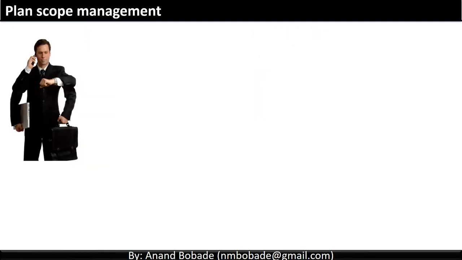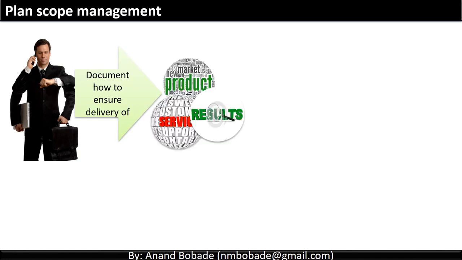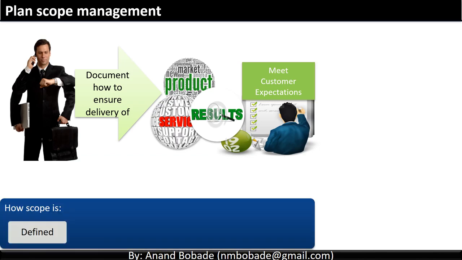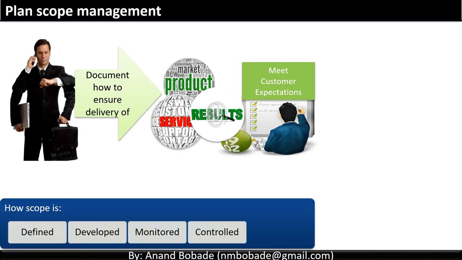As a part of planning, the project manager will document details on how to ensure delivery of the product, service or result. Also, he will document how to meet customer expectations. Now, details will include how scope will be defined, developed, monitored, controlled, and verified. If you are working on a small project, this looks unnecessary, as you precisely know the stakeholders and their expectations, and maybe you can easily document requirements and finalize the scope.